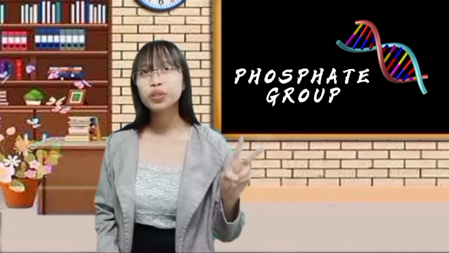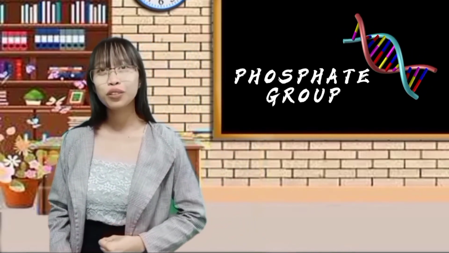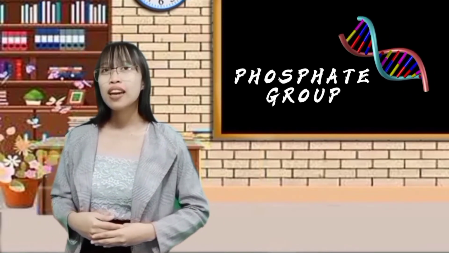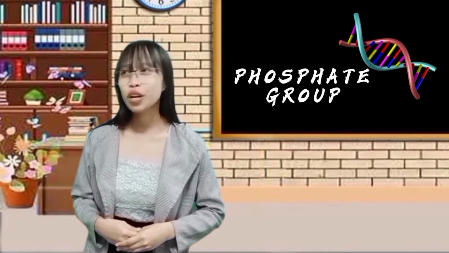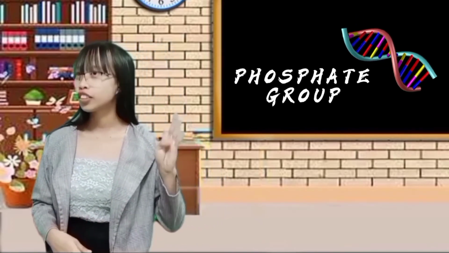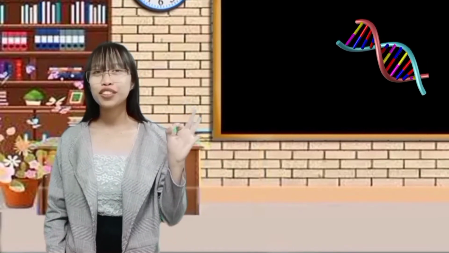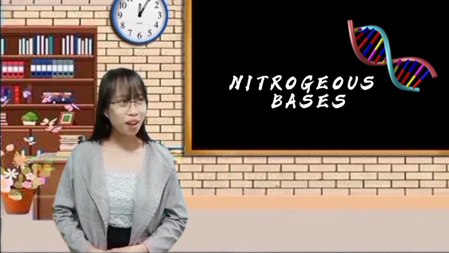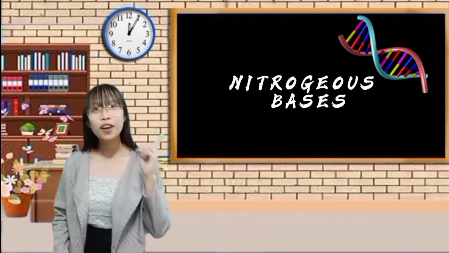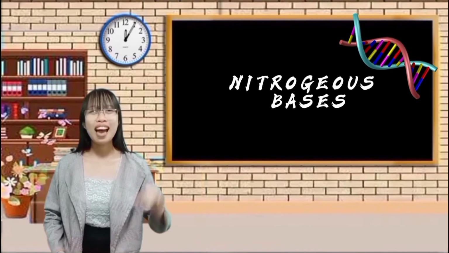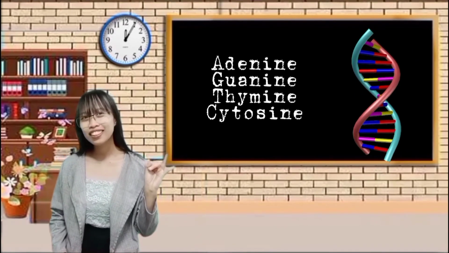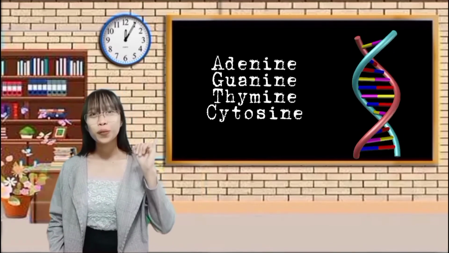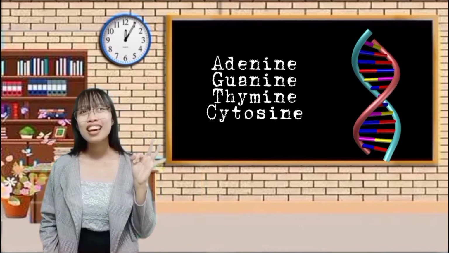Number 2, the phosphate group is a functional group or a compound that gives a carbon chain or ring a particular function, made up of phosphorus attached to 4 oxygen molecules. Number 3, the nitrogenous bases. The nitrogenous bases are nitrogen-bearing compounds, and those found in DNA molecules are called adenine, guanine, thymine, and cytosine. Again, adenine, guanine, thymine, and cytosine.